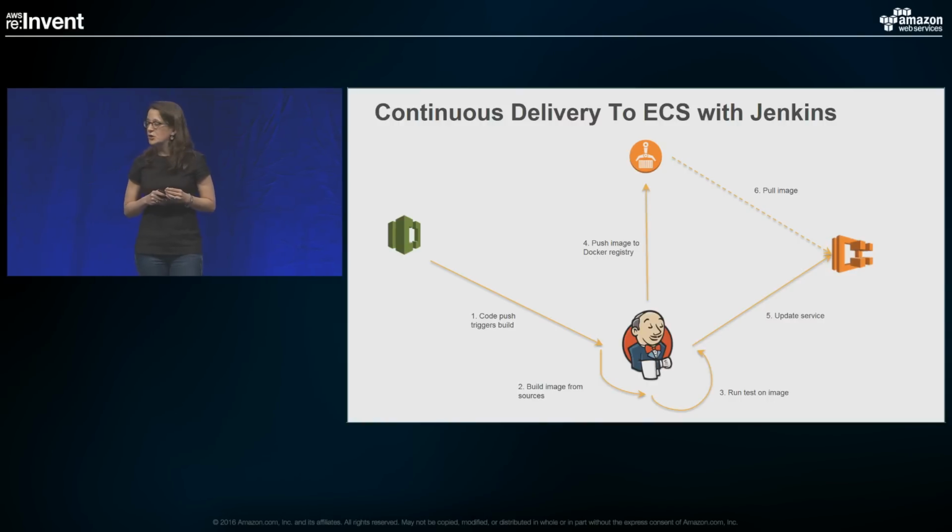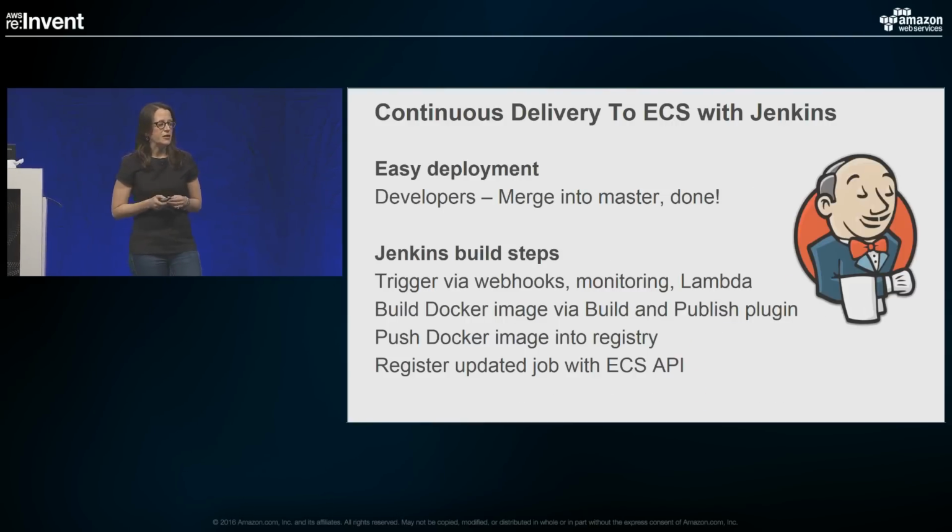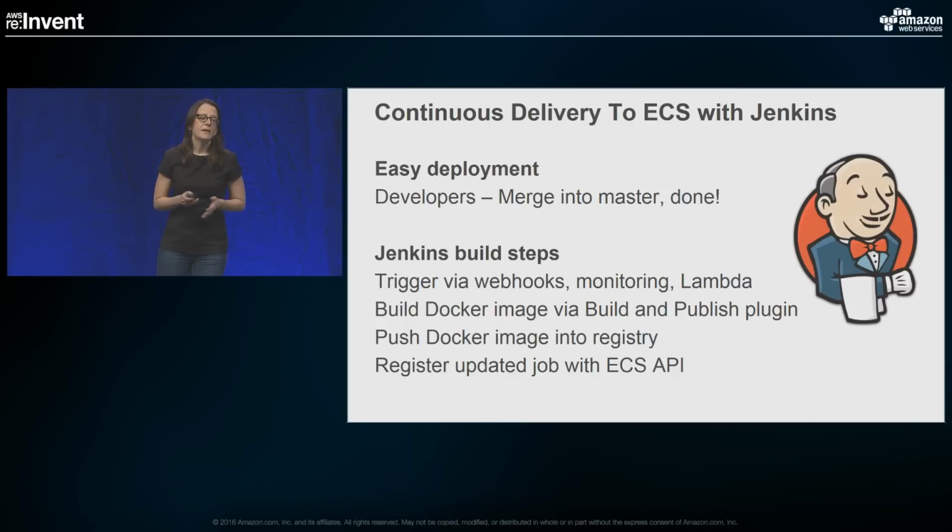And then Jenkins pushes the image to the Docker registry, or you can push also to ECR. And then the service basically gets updated through that, and the new image is pulled from the registry. And really, the benefit of this is that developers, all they have to do is merge into master, and then they're done. The Jenkins build steps can be triggered via webhooks, through monitoring or Lambda, and you can build your Docker image via the build and publish plugin.